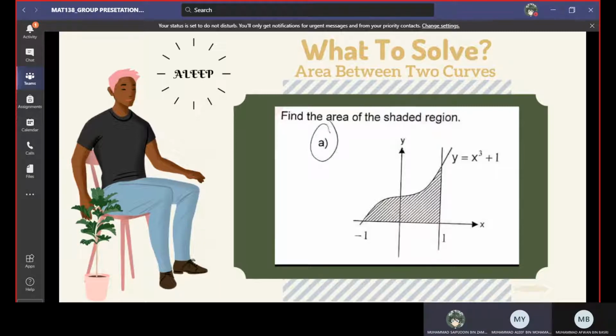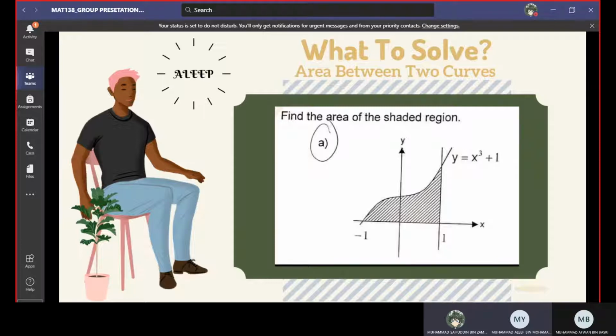So what to solve? Area between two curves. The question is, find the area of the shaded region. First of all, as we can see, the formula of integration is area equals the integral from a to b of c(x). Why does it become c(x)? Because it depends on whether the limit of integral is suitable on the x-axis or y-axis. In the question, the limit of integral is on the x-axis, so we use c(x). If the limit of integral is on the y-axis, then we use c(y).